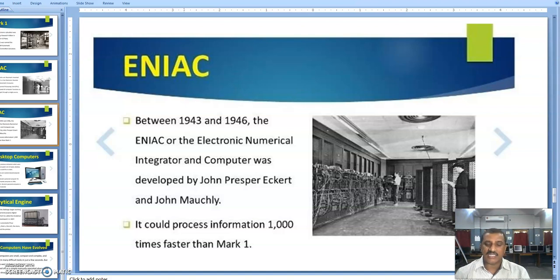The first generation of computers is from 1940 to 1958. So what is the period of the first generation? It is 1940 to 1958. What are the features of those computers? They used vacuum tubes, and they also used punch cards for input and output of the data, and the data is calculated in milliseconds.